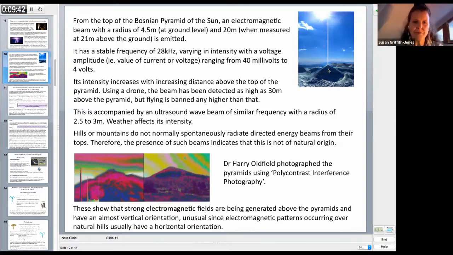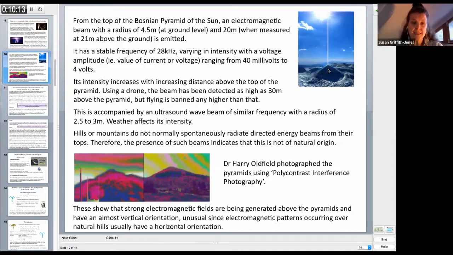It has a stable frequency of 28 kilohertz, varying in intensity of the voltage amplitude, which is the value of the current or the voltage, ranging from 40 millivolts to 4 volts. Its intensity increases with increasing distance above the top of the pyramid, and using a drone, the beam has been detected as high as 30 meters, but flying a drone any higher than that is banned, so they were unable to find out how far the beam goes up into space.